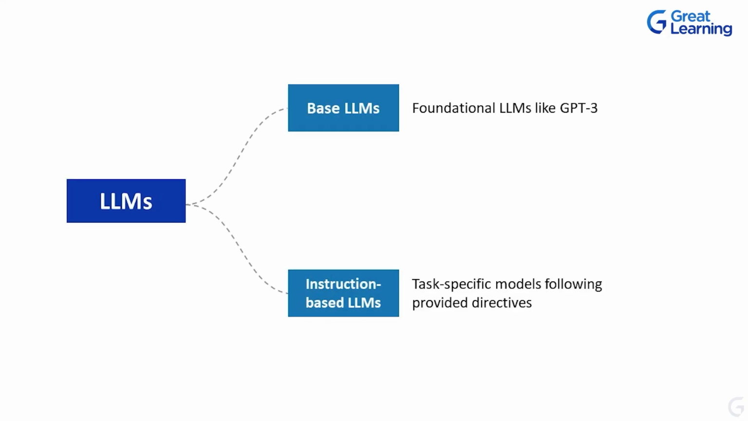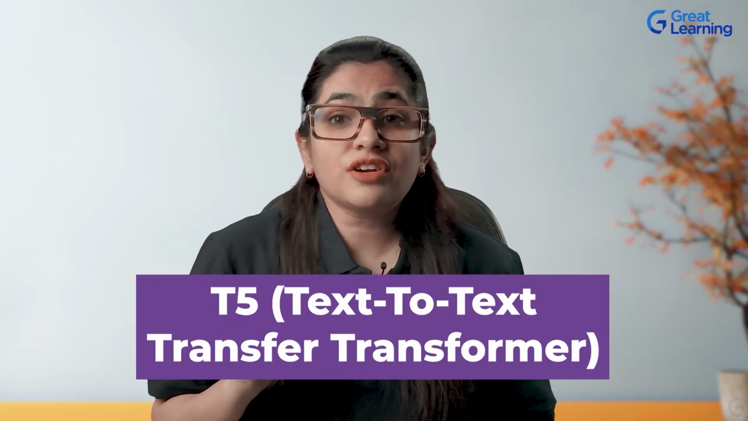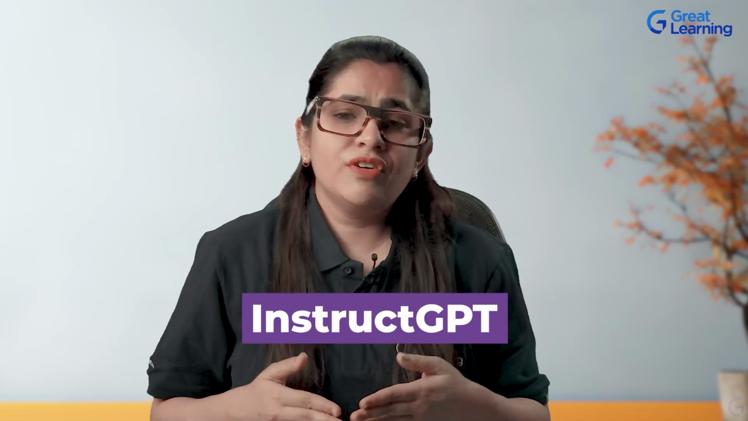Another type is instruction-based models. They are fine-tuned to follow specific instructions better than base models. They can understand and execute tasks based on detailed prompts given by the user. For example, T5, that is text-to-text transfer transformer. It converts all NLP problems into a text-to-text format, making it highly versatile for tasks like translation, summarization, and question answering. Another example is Instruct GPT, which is tailored to follow specific user instructions better and provide more useful and safe responses. So, these were the types of LLMs.